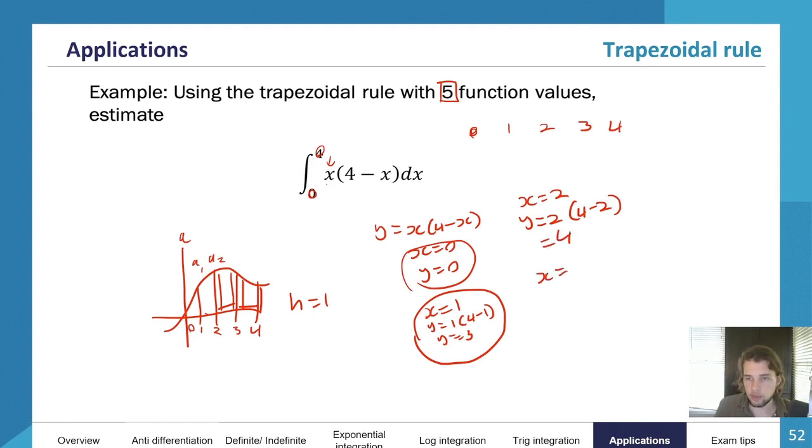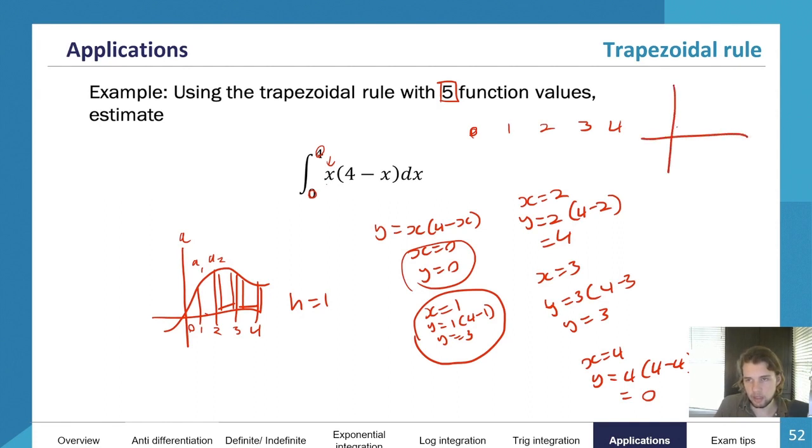When x is equal to 3, y is equal to 3 times (4 minus 3). So y is equal to 3. Lastly, when x is equal to 4, y is equal to 4 times (4 minus 4). So y is equal in that scenario to 0. So what we have is this sort of symmetrical looking line, and we have different heights. We could try to sort of plot the heights of this line.